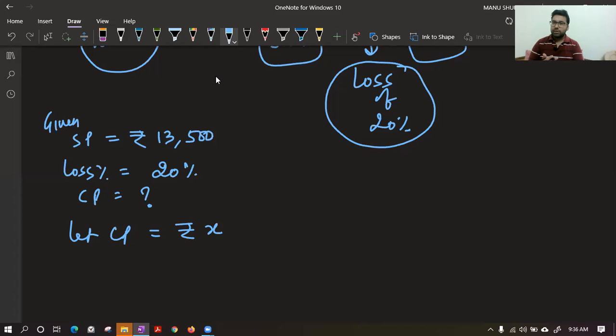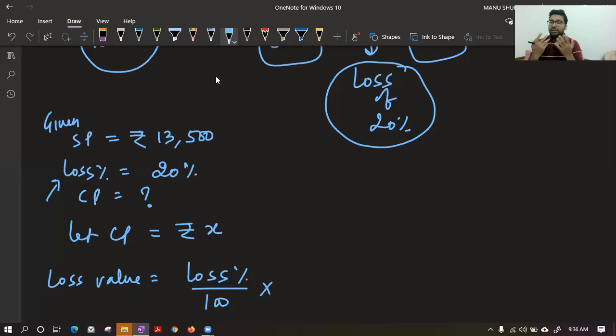Now we will start the journey. Class, now we will start the journey. So first we'll find the value of loss. Loss value is given by loss percentage upon 100 multiplied with what? Please tell class. Original value. Very good. And what is the original value? It is the starting value, the initial value. It is always and will always remain the cost price.